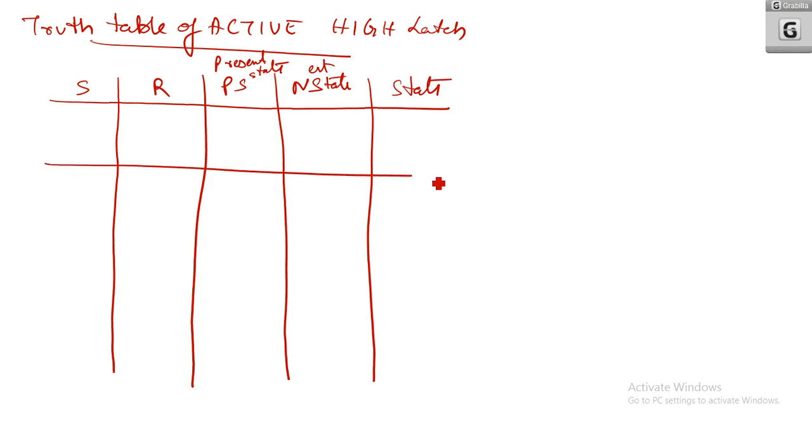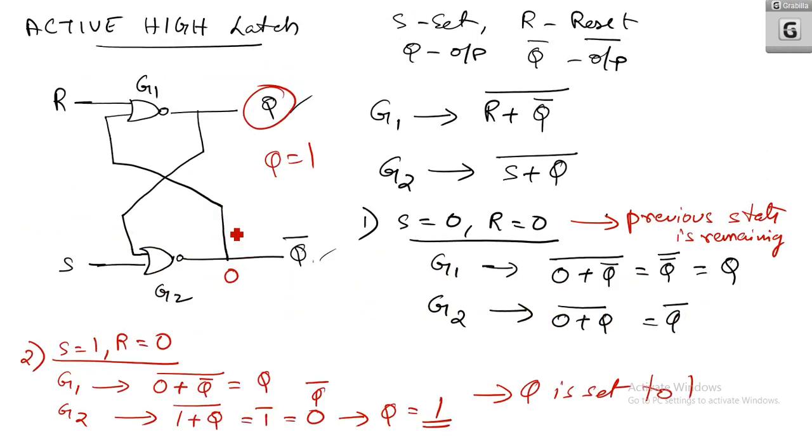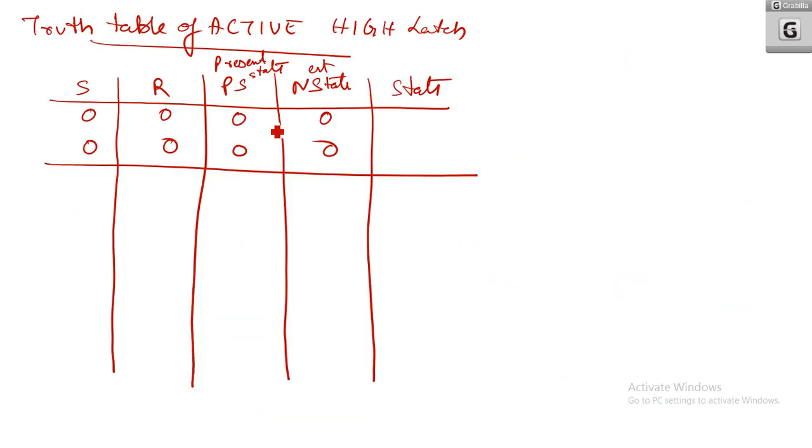Okay, first case, set is 0 and reset is also 0, and if present state is 0, next state also becomes 0. That means here what happens? When S is equal to 0 and R is equal to 0, you will get Q and Q bar itself. That means previous state is remaining. So whatever is the previous state, it will come as next state. That means there is no change.